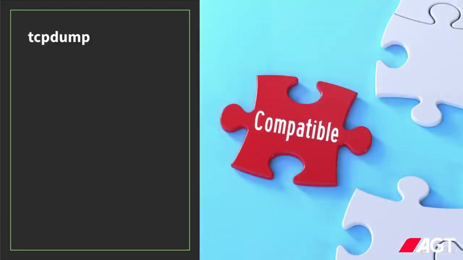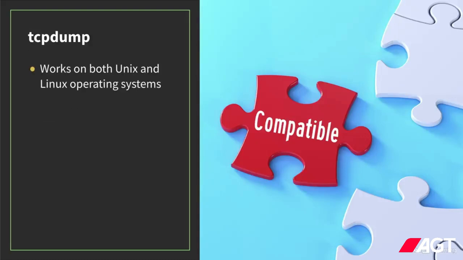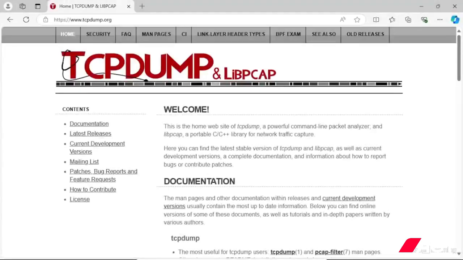Tcpdump works on both Unix and Linux operating systems. There is also a Windows port of tcpdump called WinDump, taking advantage of the WinPcap library. Tcpdump and WinDump have similar commands and options, but of course, there are subtle differences between the two tools. Tcpdump is pre-installed on Ubuntu, but WinDump requires a new installation, including setting up WinPcap.